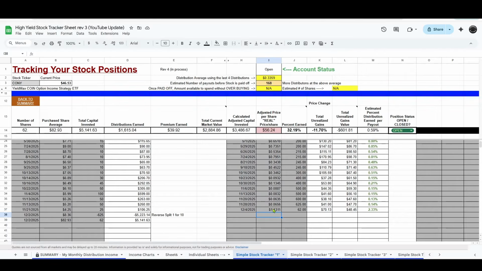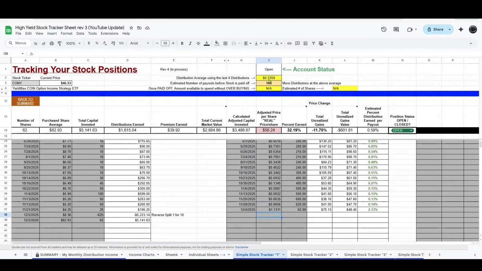Would love to see it continue to do that, as if it can continue that $1 a week, wow, I'll be able to knock this payout period down quite a bit. And it will adjust, as we do need about 3 more distributions before we get an accurate average of those distributions.